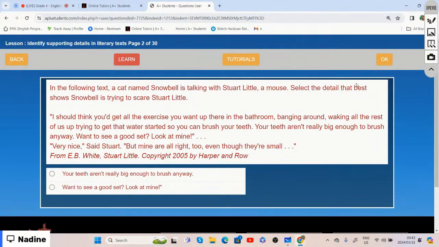In the following text, a cat named Snowbell is talking with Stuart Little, who is a mouse. We need to select the detail that best shows Snowbell is trying to scare Stuart Little.